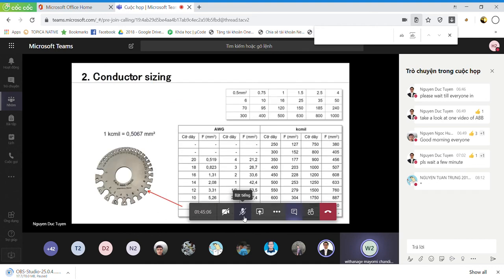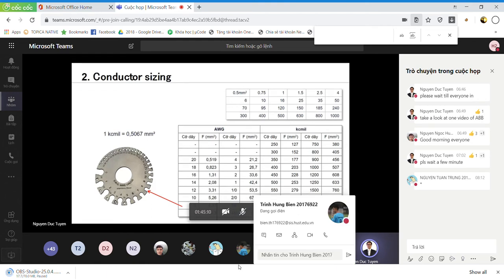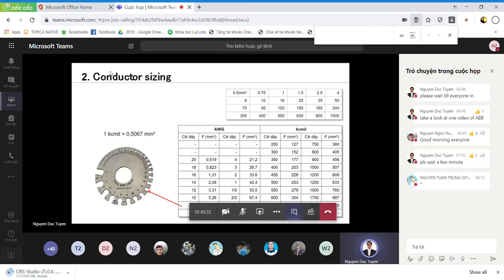And we move to a very important part, which is sizing the conductors. The conductor is one of the two very important parts of the power system. And if you select the right power line size, you can easily have the system run reliably.